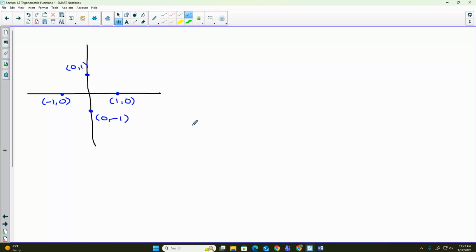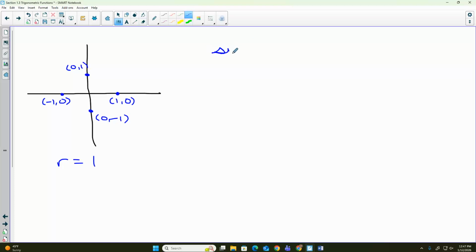In all of these, if you did x squared plus y squared equals r squared, what does r turn out to be? 1. 1 squared plus 0 squared equals r squared. And 0 squared plus 1 squared, they all turn out the same. So if we use those points on all of these, r is 1. Okay.